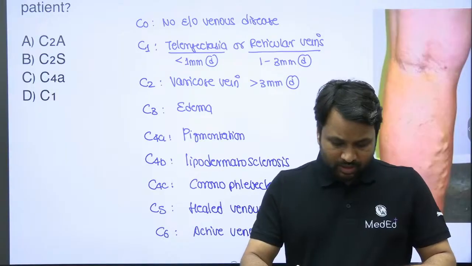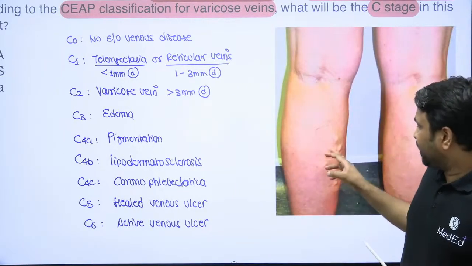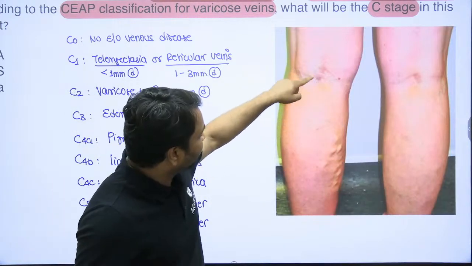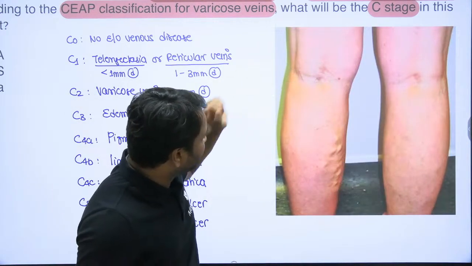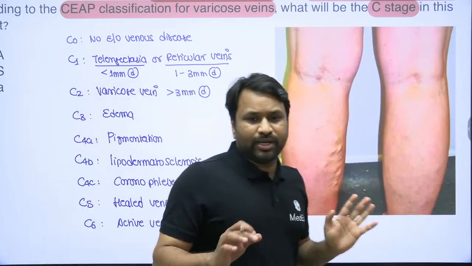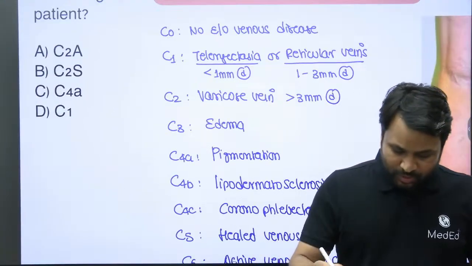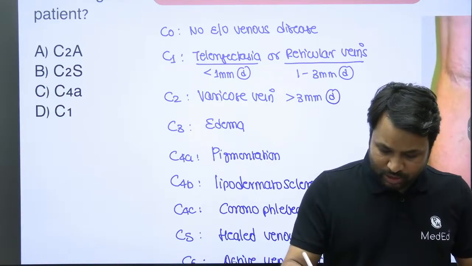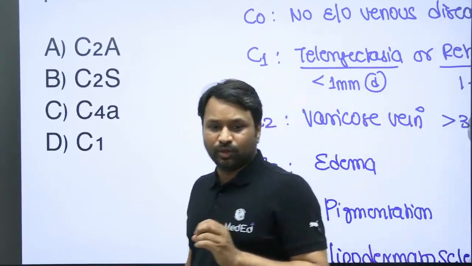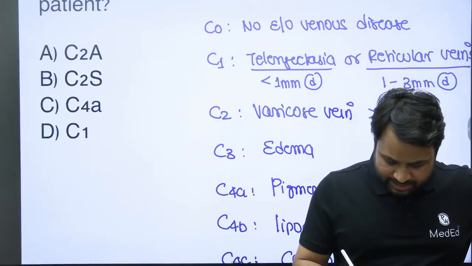Okay. Now the question is, if you are able to see these indicated veins, these thin thread-like veins are telangiectasia, slightly bigger is reticular, but such an evident vein is going to be a varicose vein. So if it is a varicose vein, you have to see whether it is C2a or C2s. Now it is the anatomical location. What is C2a? What is C2s? It cannot be C1 because C1 is telangiectasia or reticular vein.